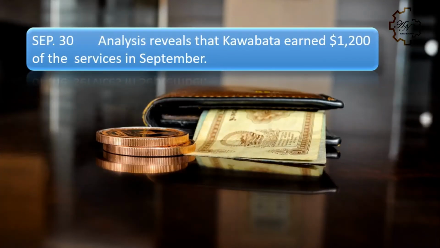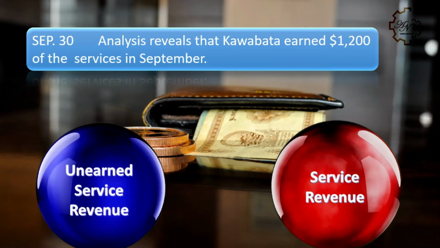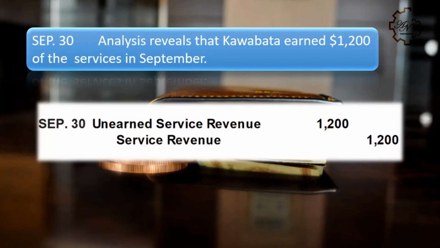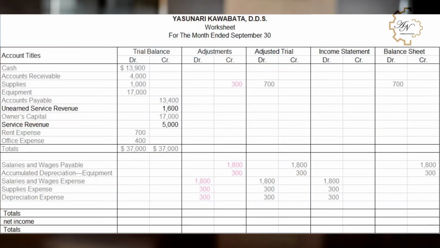Analysis reveals that Kawabata earned $1,200 of the services in September. Here we have to decrease unearned service revenue and increase service revenue. And the entry is debit unearned service revenue, credit service revenue for $1,200. The influence on adjustments, here we have unearned service revenue in the debit, and it had a credit balance before.